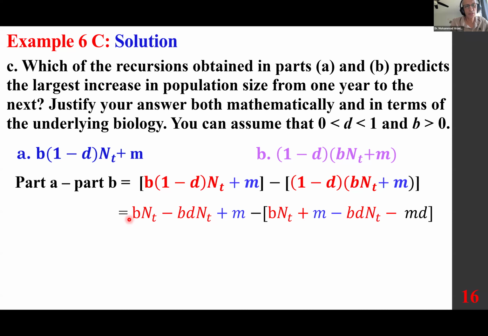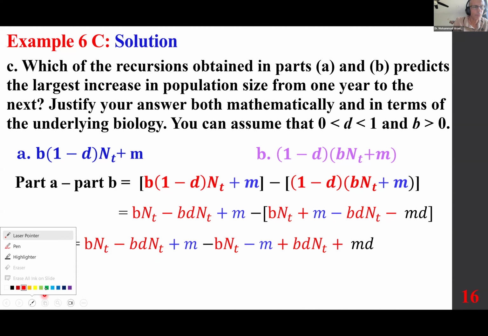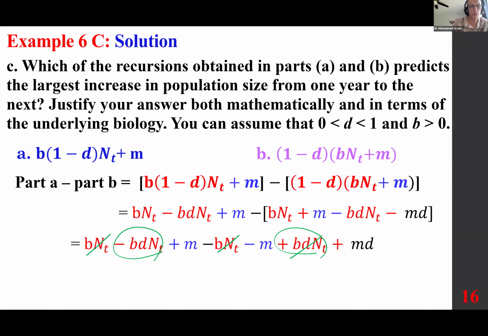Now we're going to distribute, and this doesn't change this one. Each piece takes an opposite sign, minus B N sub T minus M plus B D N sub T plus M D, and these two cancel each other. These two cancel each other. These two cancel each other. We end up with M D. Remember, D is positive, and M is the number that we add. Both of them are positive. The product is positive. If A minus B is positive, that means A is larger.